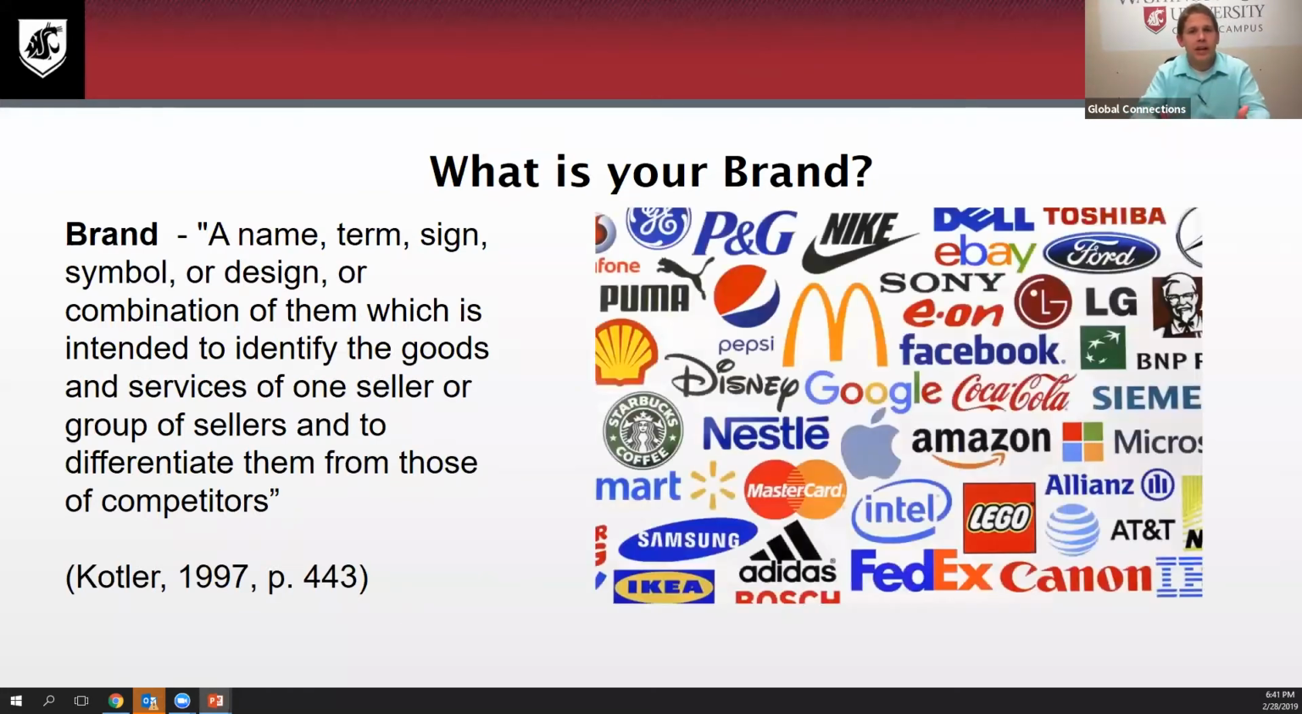So as you take a look at these brands, I'm sure some of these are familiar to you. These are some of the most well-known brands, but can you tell me what they provide? Can you answer the questions that this definition from Kotler actually suggests you should be able to articulate when you see the brand name?